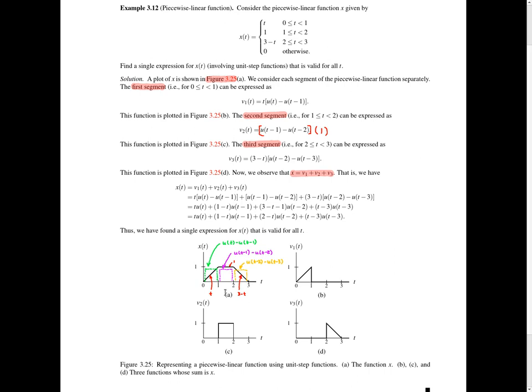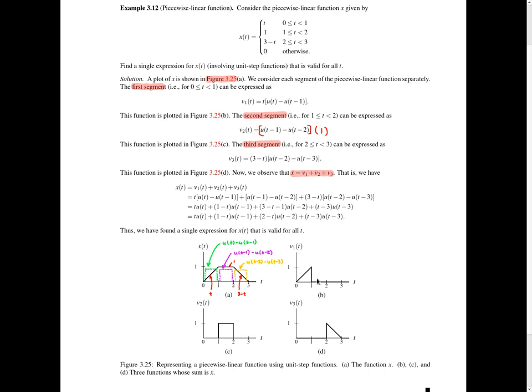So how does this help us? For each of the functions v1, v2, and v3, we're going to write a single expression that consists of only a single case that's valid for all t. We'll do this for v1, then a similar thing for v2, and then for v3. If we can do this, then we can simply add the expressions we get for v1, v2, and v3 to get a formula for the function x that consists of a single case that's valid for all t.